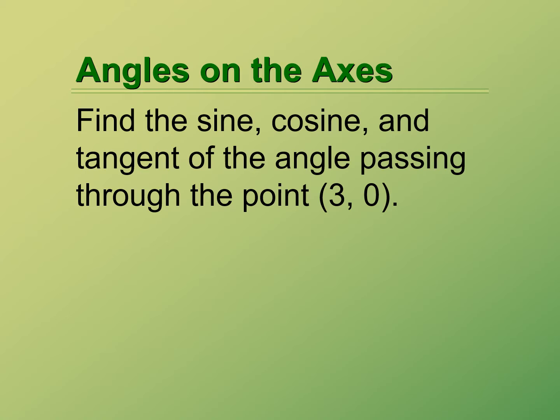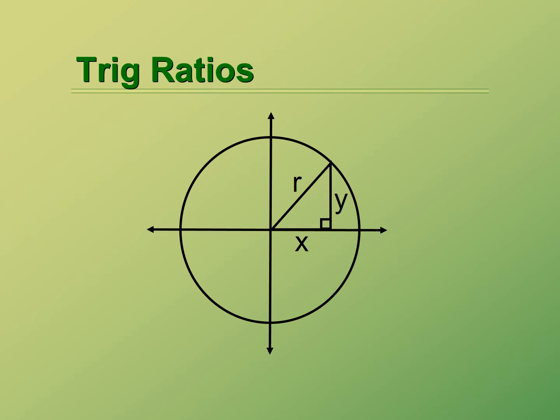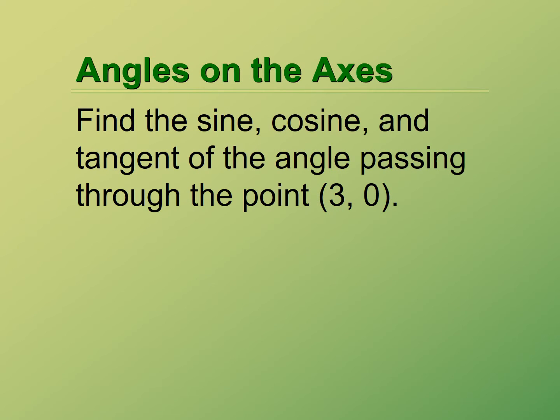So if we want to find the sine, cosine, and tangent of the angle passing through the point (3, 0), it might be a little bit more difficult because you can't make a triangle to find this one. Since there's no height, it's just (3, 0), so it's on the x-axis. But if you think about it, here's (3, 0) right over here. So this is essentially saying 0 degrees. So you still can find sine, cosine, tangent.